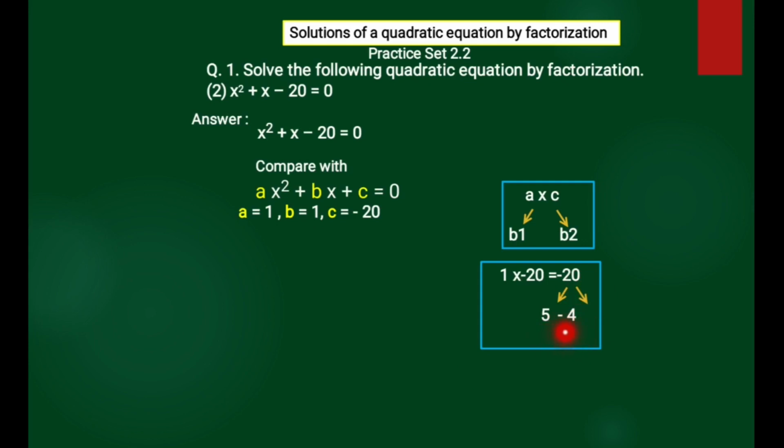After adding 5 and minus 4 we get plus 1. So we get the value of b as 1. These factors are used for splitting the middle term. So we write this x as 5x minus 4x. Now we have to take x common from the first two terms and minus 4 from the last two terms.